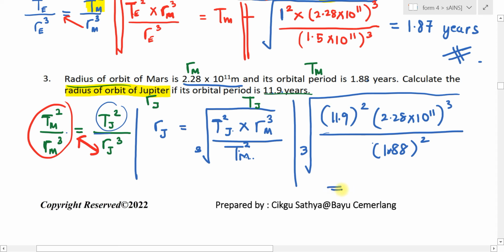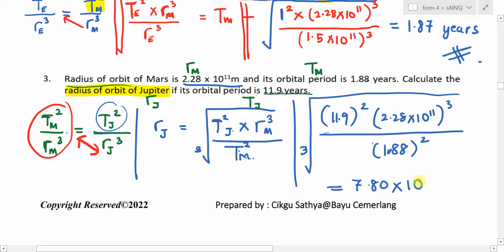Berapakah jawapan dia? Wait lah, sir. Okay. 7.80 times 10 power of 11.